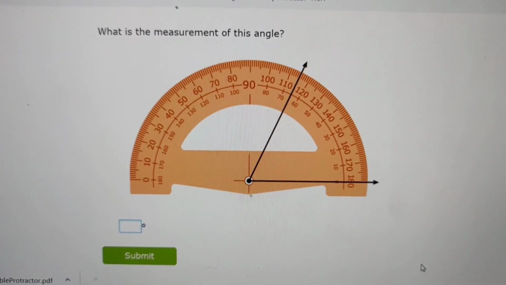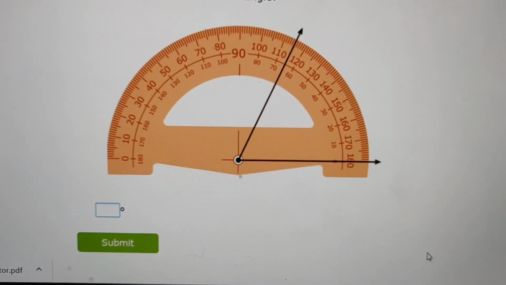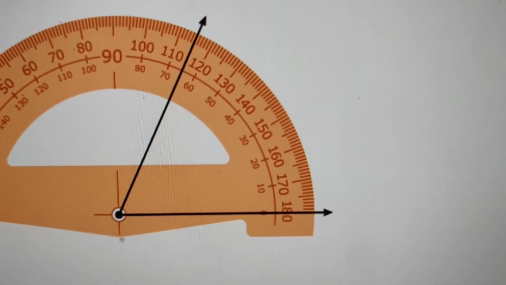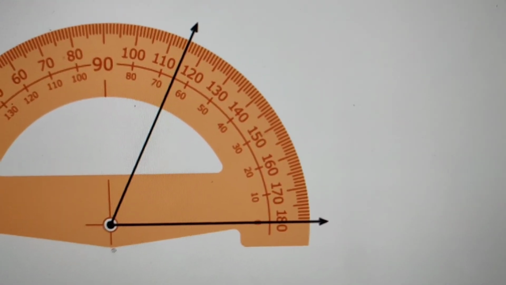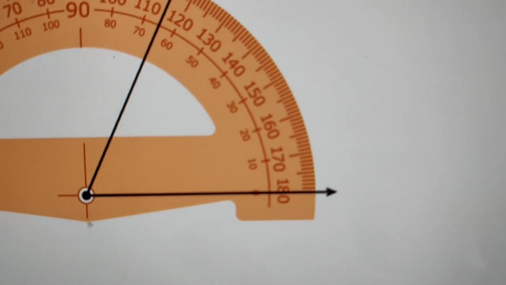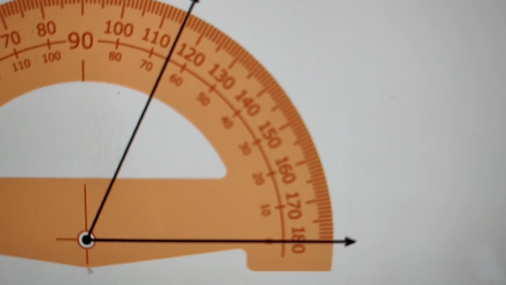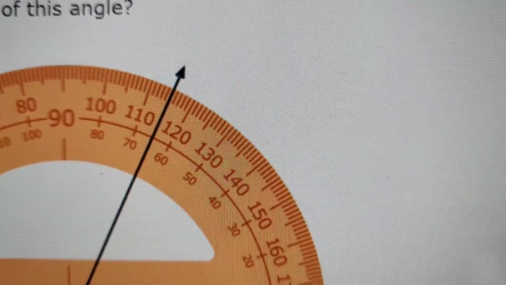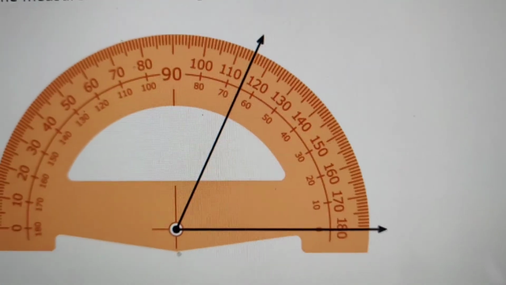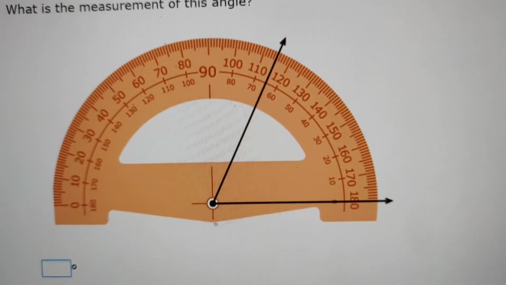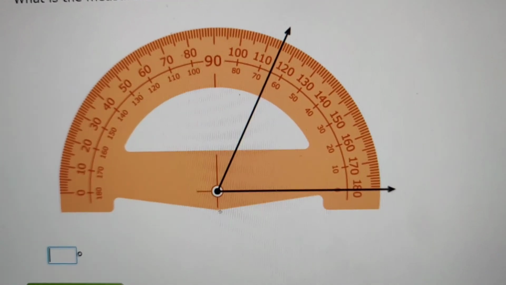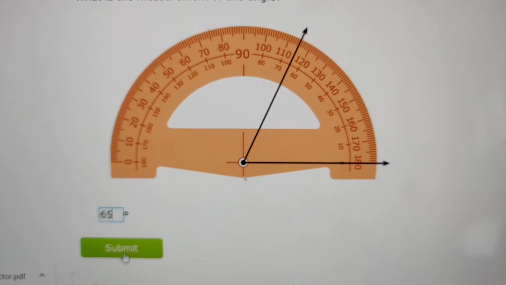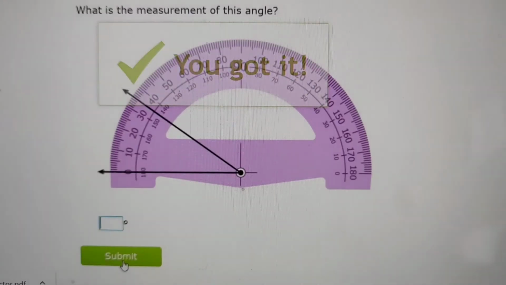And also in Z4, they actually have you measuring your own angle. So notice here, we're starting on the inside scale, that bottom ray is lined up on the inside scale. So we're going to go 10, 20, 30, 40, 50, 60. I'm going to say 65 degrees is what it looks like to me. I think they may give you a little bit of room either way, but let's write in 65 and see if that works. Okay.